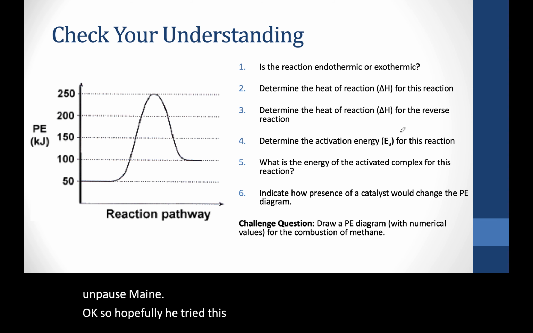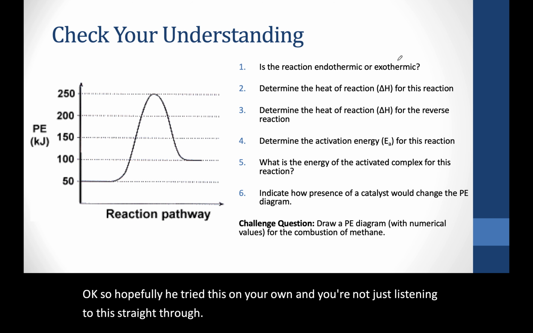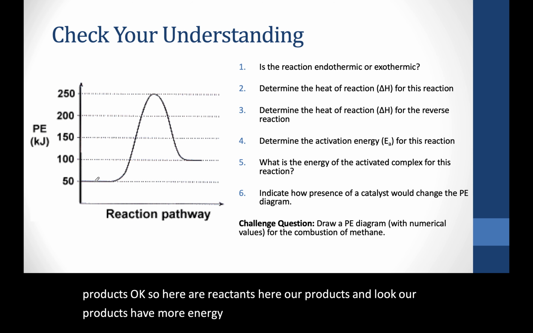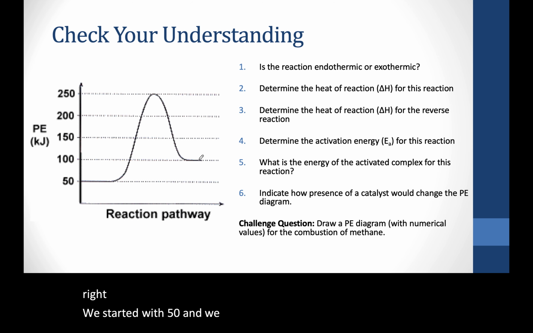So let's analyze this thing. Is this reaction endothermic or exothermic? Well, if we remember, we have to look at our reactants and products. So here are our reactants, here are our products. And look, our products have more energy. We started with 50 and we ended up with 100. That means during this reaction, the reactants must have absorbed energy to become the products because the products have more potential energy. So if you're absorbing energy, that's going to be endothermic. Endo goes in, energy goes into the equation.